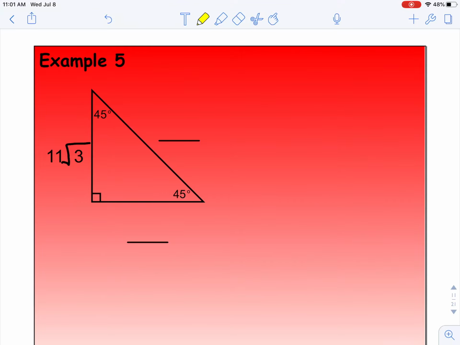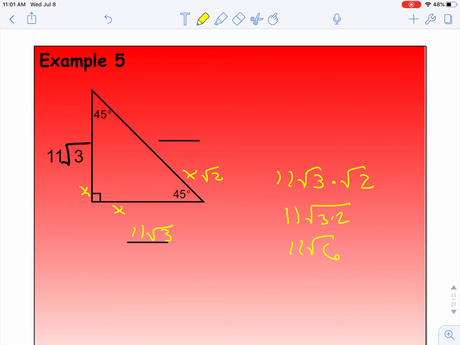So what if they give us something a little more complicated for x? Well, again, we know this is x, and this is x, and this is going to be x square root of 2. So again, we can already fill this in. This is going to be 11 square root of 3, because they're the same. So now I have to take this value, 11 square root of 3, and multiply it by the square root of 2. So that's going to give me 11 times the square root of 3 times 2 under the same radical, or 11 square root of 6.